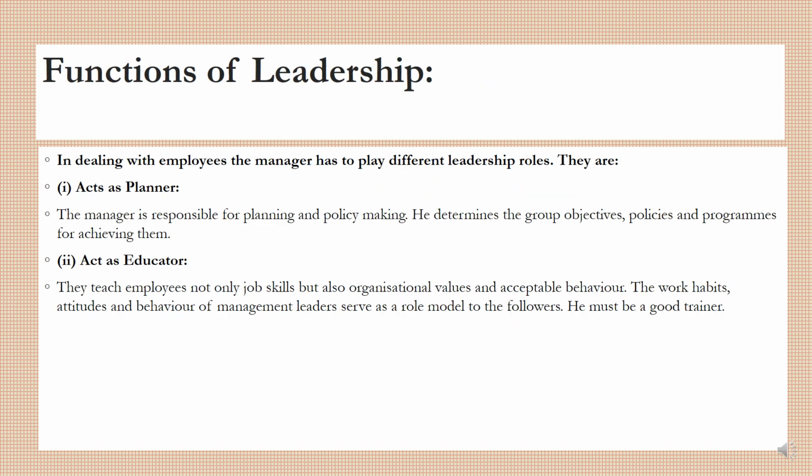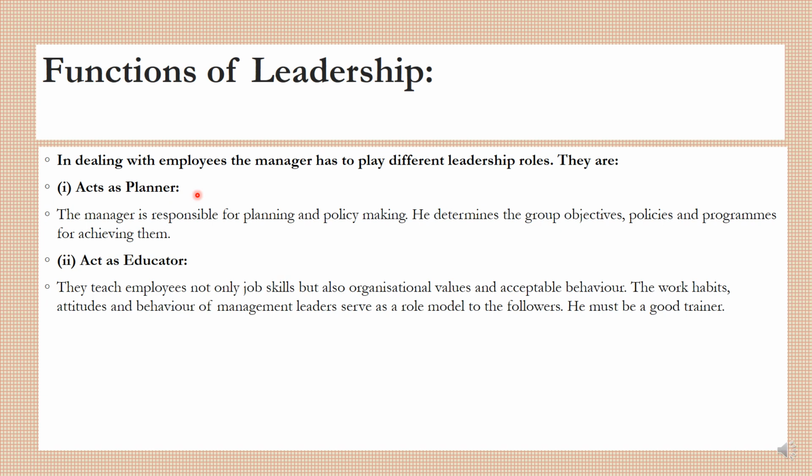Now we come to the functions of leadership. Now, what are the various functions of leadership? In dealing with employees, the manager has to play different leadership roles, and these roles can vary. The first is that he acts as a planner. The manager is responsible for planning and policy making.